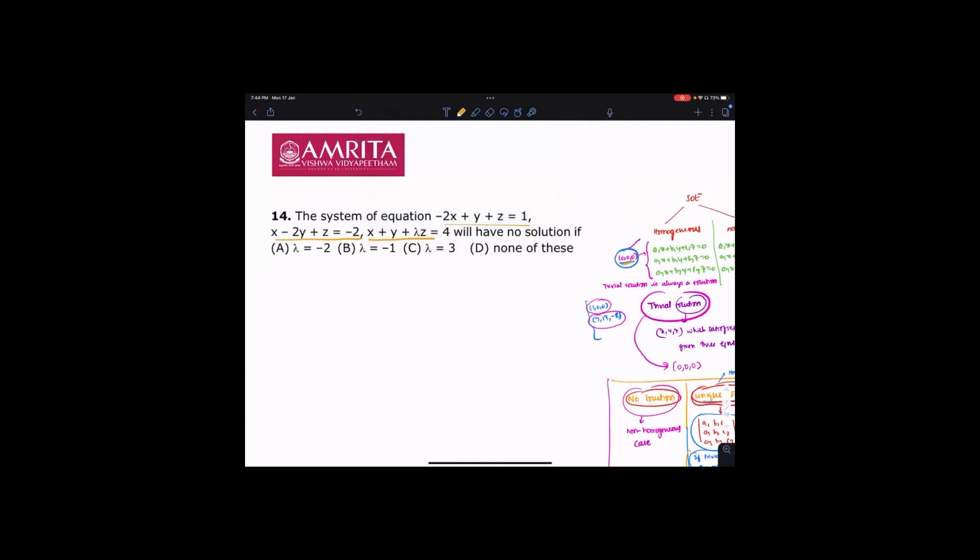Write down first those equations. x plus y plus z equals 1. x minus 2y plus z equals minus 2. And the last one is x plus y plus lambda z equals 4.